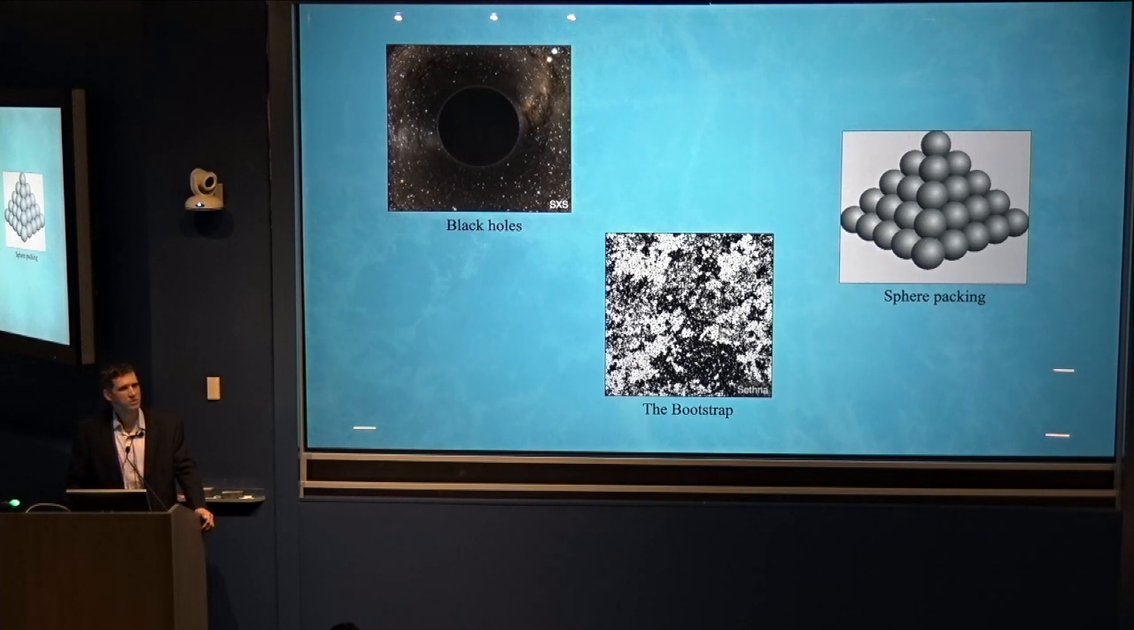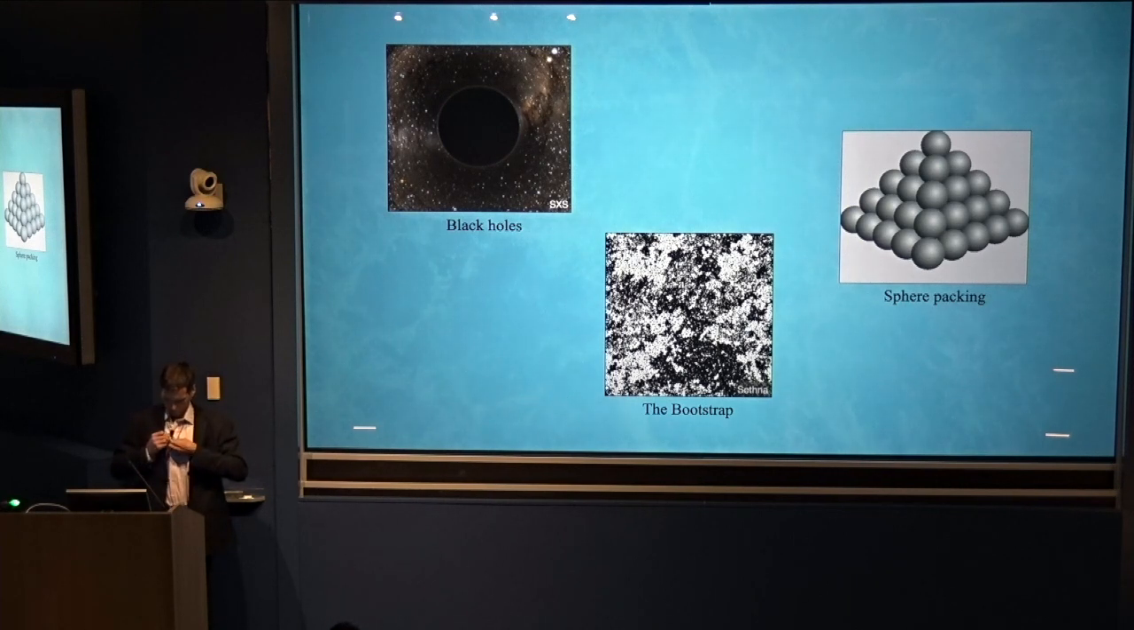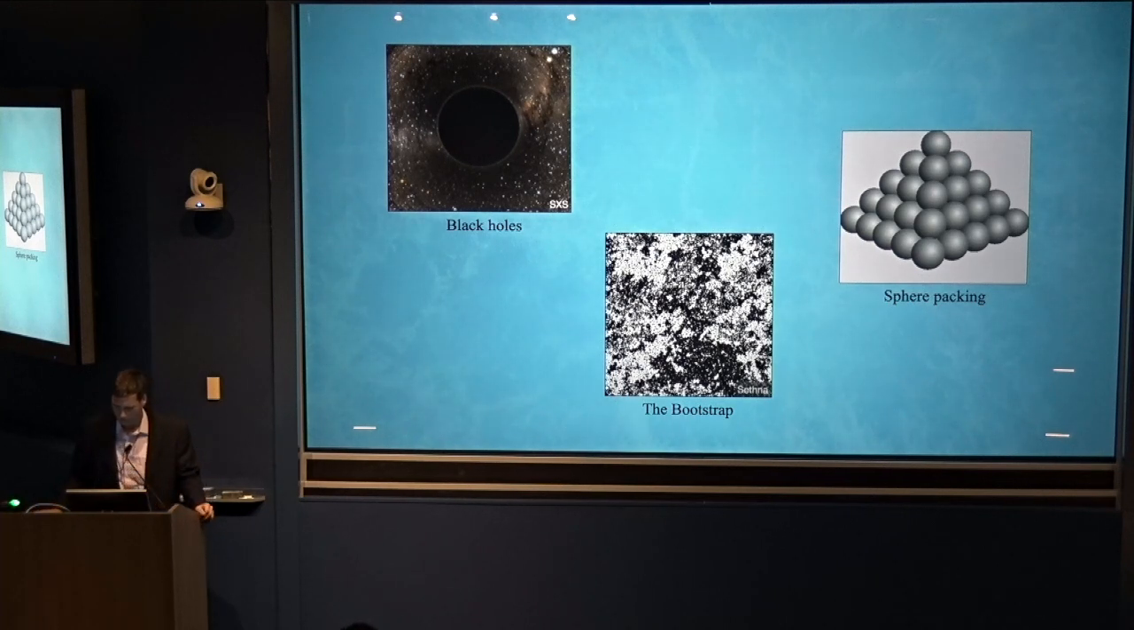I'm going to tell you a story about three problems and the surprising connections between them. These three problems come from different areas of physics and mathematics, and they appear to be completely unrelated. The first one is black holes in the theory of quantum gravity. The second one is the Bootstrap, which is a technique in statistical mechanics and quantum matter. And the third is the sphere packing problem, which is an old problem in mathematics.